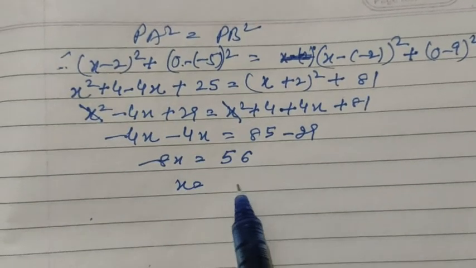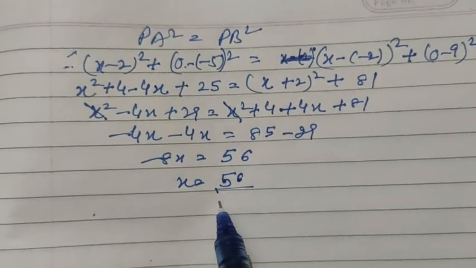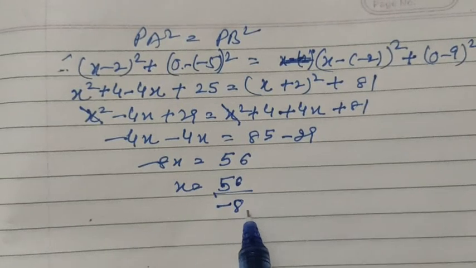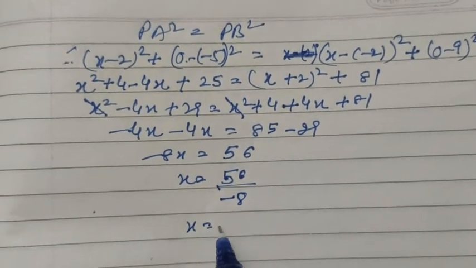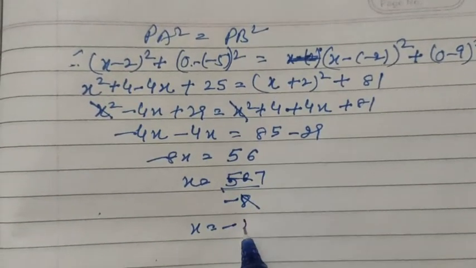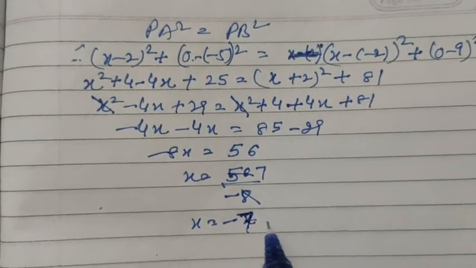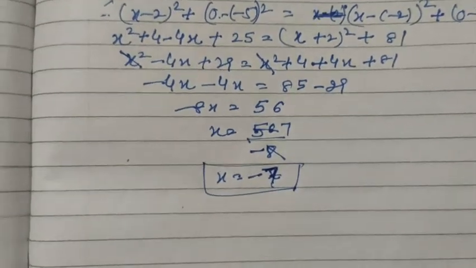So x will be 56 upon minus 8. So plus minus becomes minus, and 8 sevens are 56. So we have x equals minus 7. Thus we have x equals minus 7.